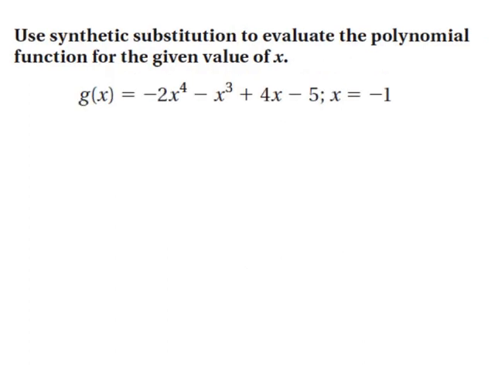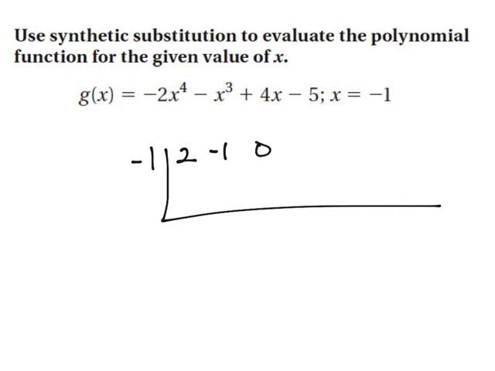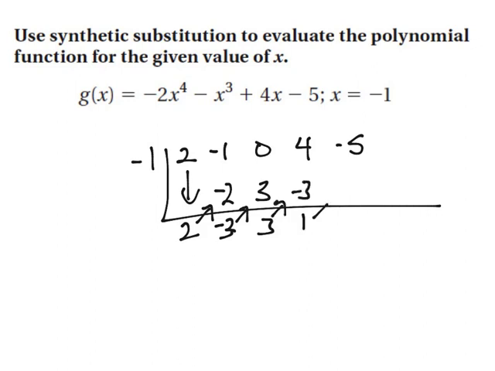Again we're going to use synthetic here. -1. We got 2, -1, and we're going to have to put a 0 in for x squared, 4, -5. Drop the first one, multiply it by -1, add, and you get -3, multiply, and you get 3, add, you get 3, multiply by -1 again, and you get -3, add, you get 1, multiply by -1, get -1, add, and you get -6. And that is our solution. g of -1 equals -6.